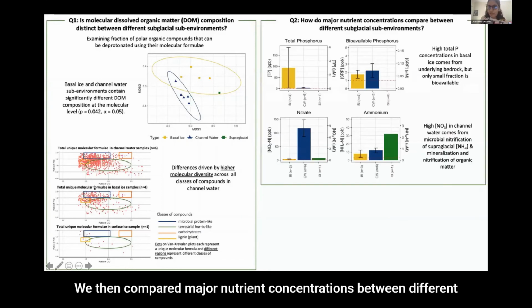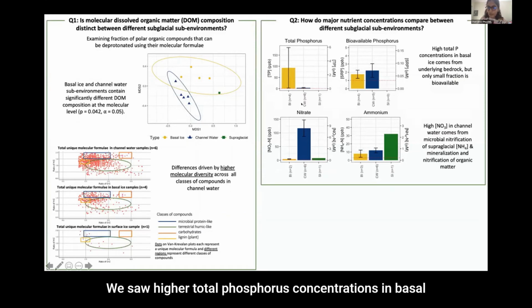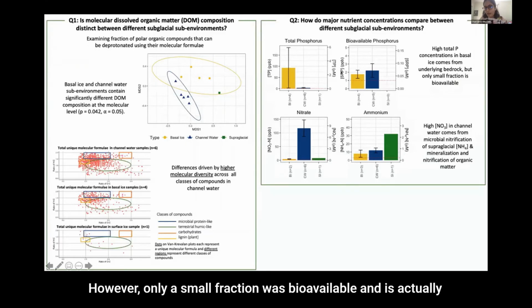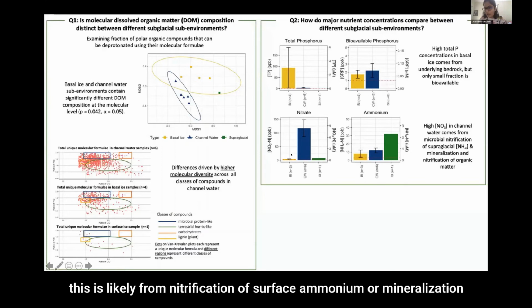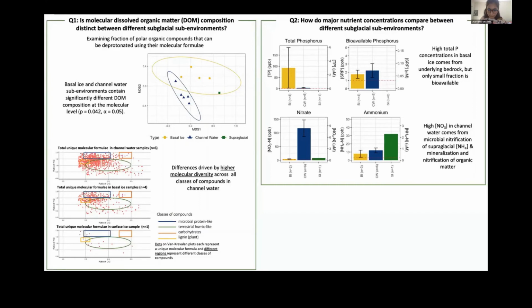We then compared major nutrient concentrations between different subglacial sub-environments. We saw higher total phosphorus concentrations in basal ice, which largely comes from the bedrock. However, only a small fraction was bioavailable and is actually comparable to channel water concentrations. Channel water samples had higher nitrate concentration than basal ice, and this is likely from nitrification of surface ammonium or mineralization and nitrification of subglacial and surface organic matter.